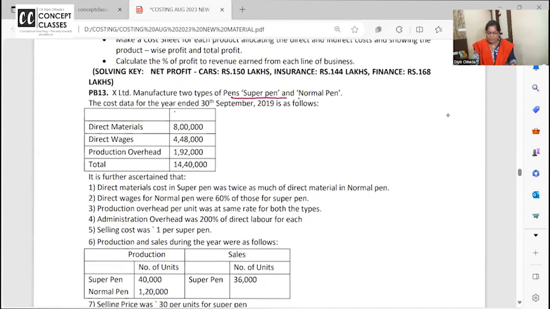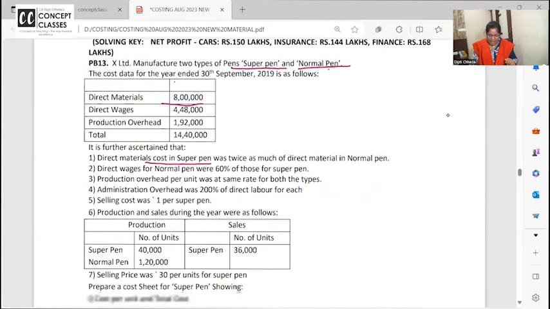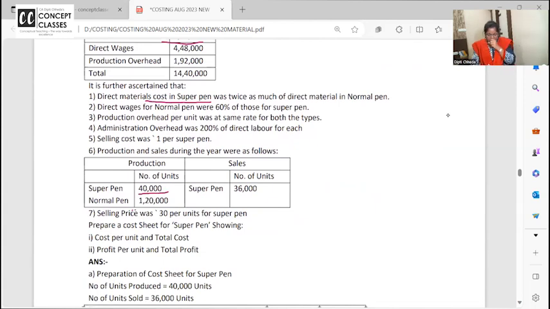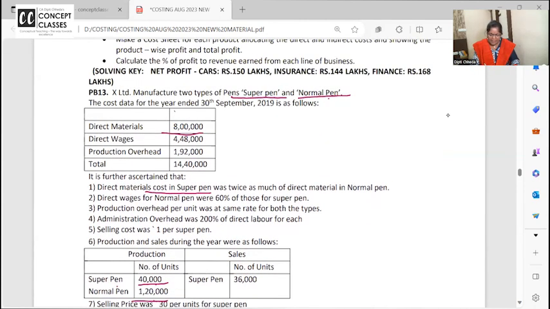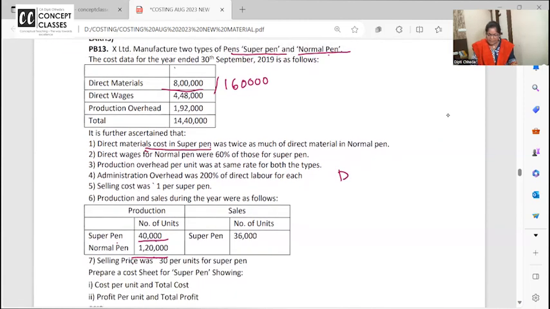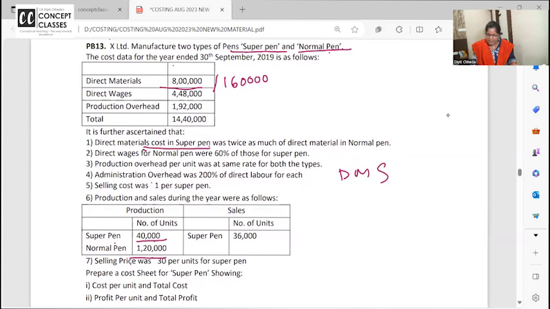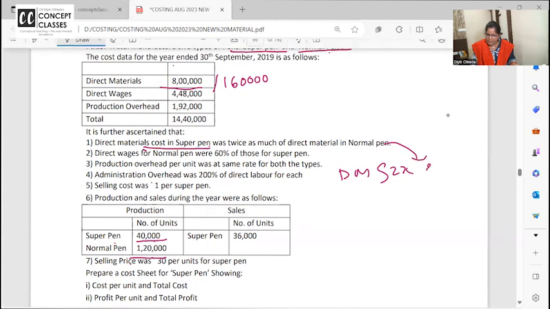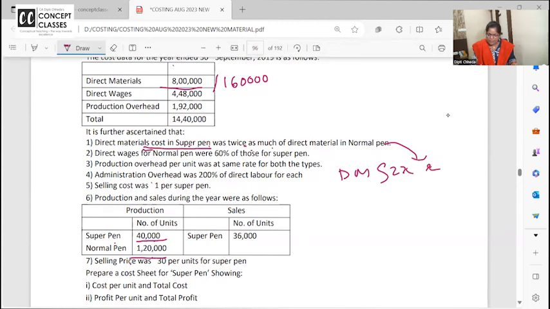See, there are two products for which you are incurring the expenditure. This is, I think, a November 20 paper, and it also came again in the RTP, so more chances of getting Superman and normal man. We have incurred direct material for both, and we know the number of units also. Super is 40,000, normal is 120,000. Okay ma'am, direct material 8 lakhs divided by 1,60,000 units produced, what difference does it make? But they said direct material used for super is 2x and normal is x. Direct material used in super is twice of normal.